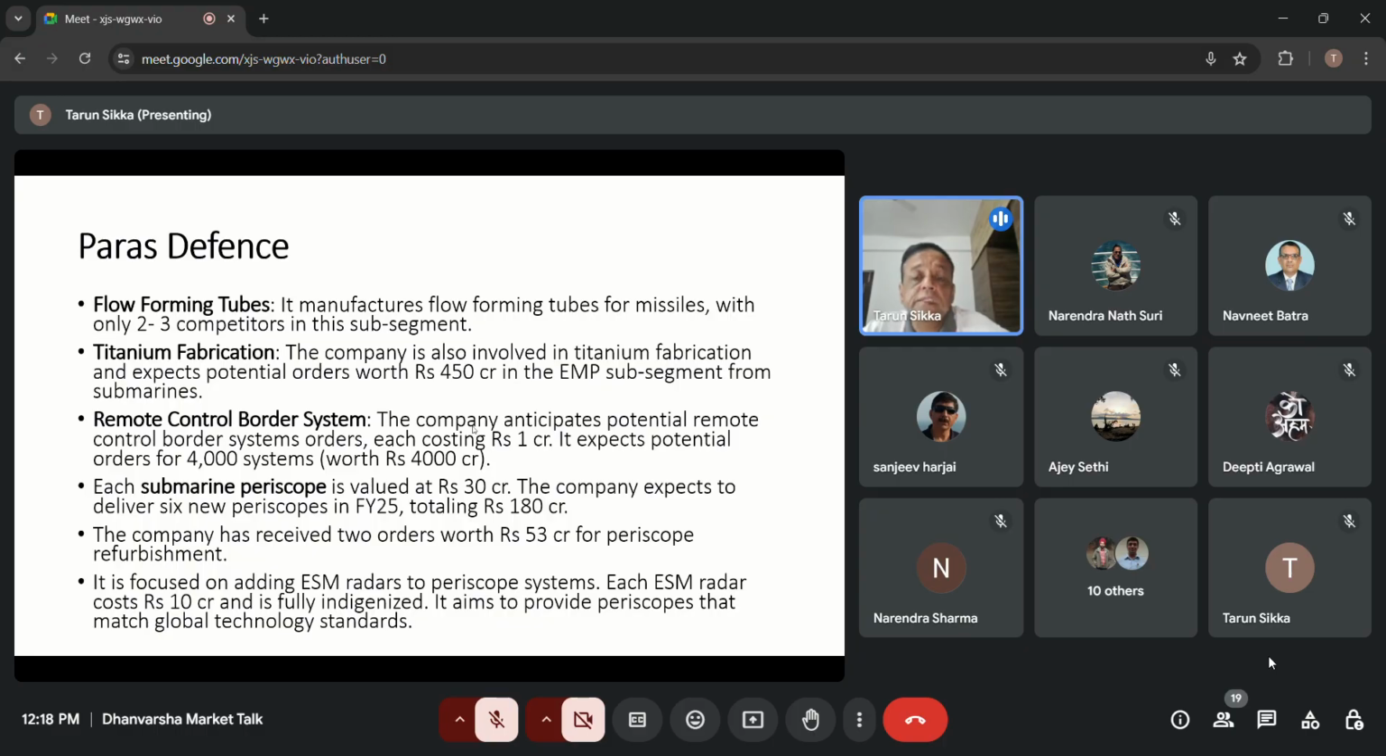Each submarine periscope is valued at 30 crore. Company expects to deliver six new periscopes in FY25, totaling 180 crore. The company has received two orders worth 53 crore for periscope refurbishment. It is focused on adding ESM radars to periscope systems. Each ESM radar costs 10 crore and is fully indigenized. It aims to provide periscopes that match global technology standards.